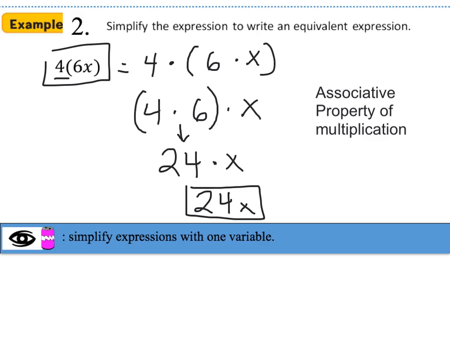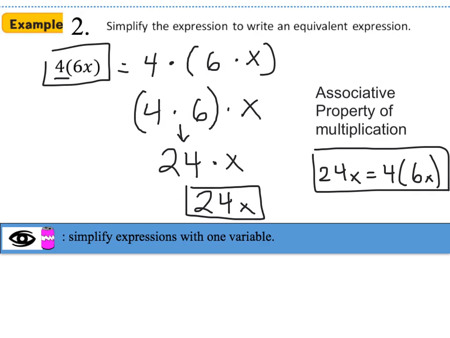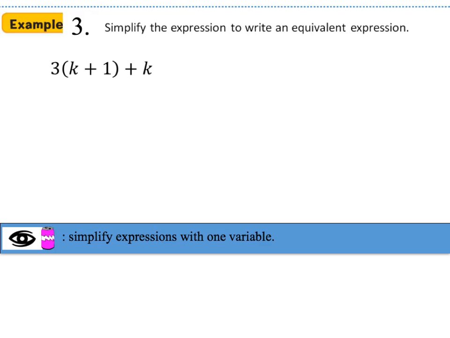We simplified the problem. So please know that 24x is equal to 4 times 6x. They're the same exact thing. We just simplified them. These are two equivalent expressions. So let's take a look at example 3. It says simplify the expression to write an equivalent expression.